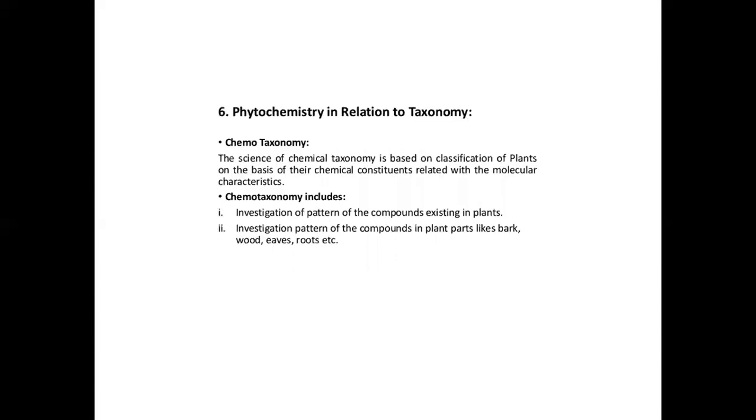Phytochemistry in relation to taxonomy. Chemotaxonomy, the science of chemical taxonomy, is based on classification of plants on the basis of their chemical constituents related to molecular characteristics. Chemotaxonomy includes investigation of patterns of the compounds existing in plants, and investigation of the pattern of the compounds in plant parts like bark, wood, leaves, roots, etc.